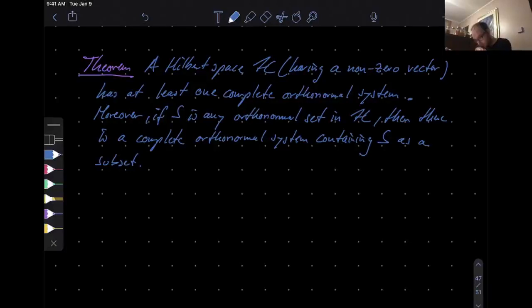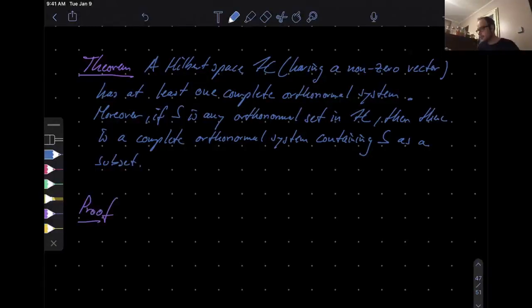Now here, this is in a Hilbert space. That's the first big difference. So you need the inner product and you need the completeness. And now it says there is at least one complete orthonormal system, and if you start with any orthonormal set, then in a sense you can enlarge it, you can lift it to an orthonormal basis for the space. Okay, that's the statement. Now, unfortunately, the proof is non-constructive.